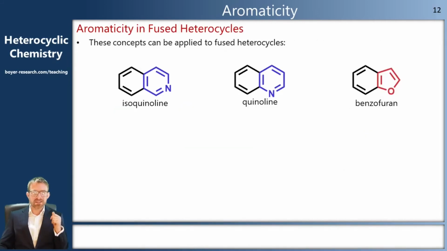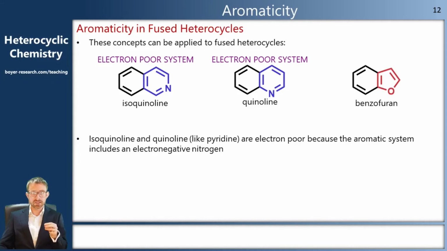So what happens in more complicated systems, which have heterocycles fused to different motifs? Well, we can apply the same concepts we've already seen to these systems. So in isoquinoline and quinoline, they're flat, they're cyclic, they have contiguous p orbitals, and they have 10, which is a 4n plus 2 amount of electrons. Here, the electrons are made up of each of the double bonds, but the ring contains an electronegative nitrogen atom, so it is more electron poor.